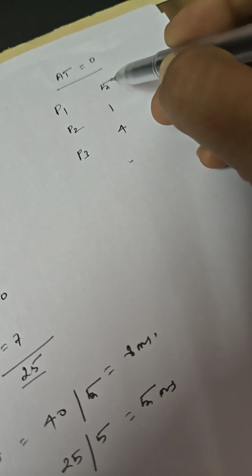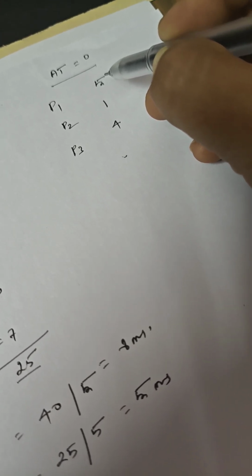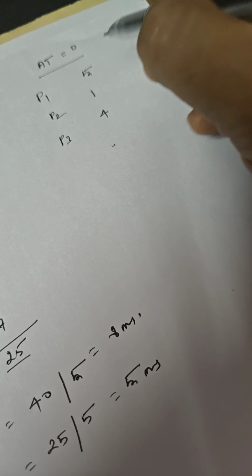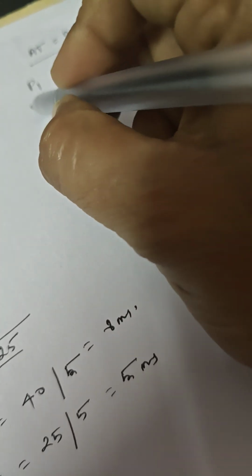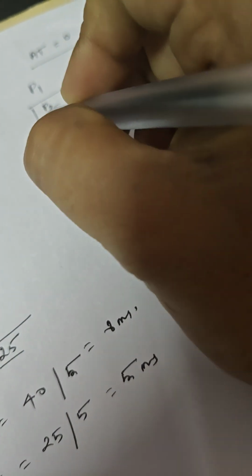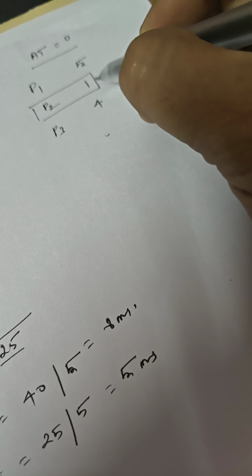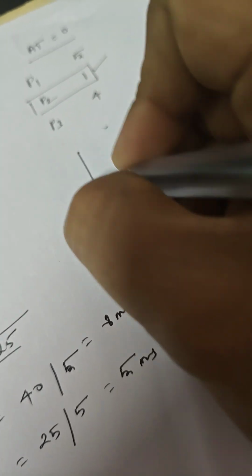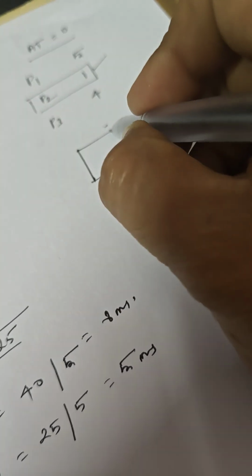Since your arrival time is the same, now you have to directly check whichever process is having the least CPU burst. So directly, let me consider this process P2 is having the least CPU burst. So this will take up the execution first.